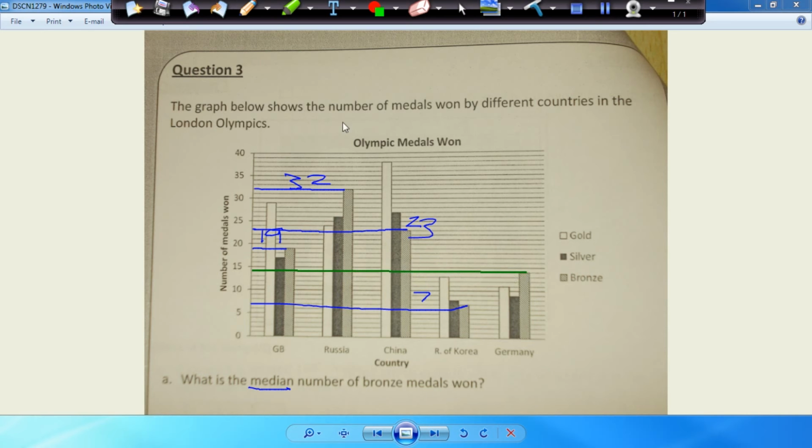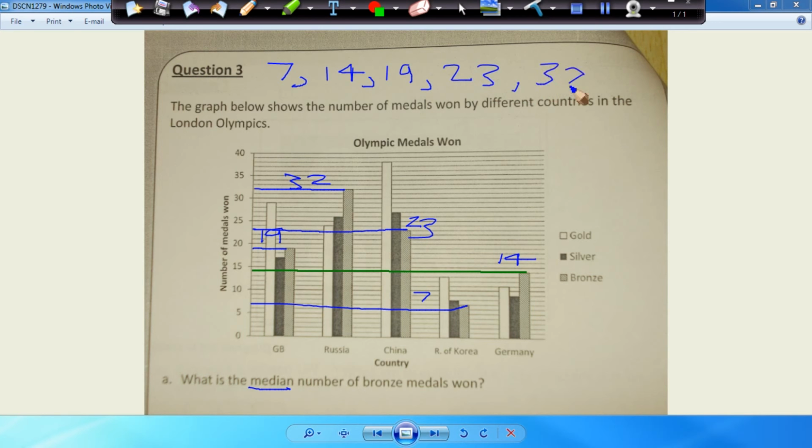Lovely. So that one's 14. So what we need to do is put these in order of size. Let's put them in now. What's the smallest number? 7. Then 14, then 19, and then 22, 23, and then 32.